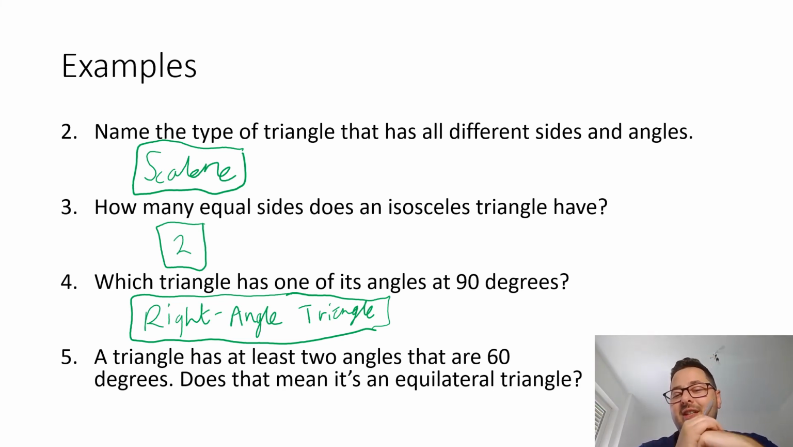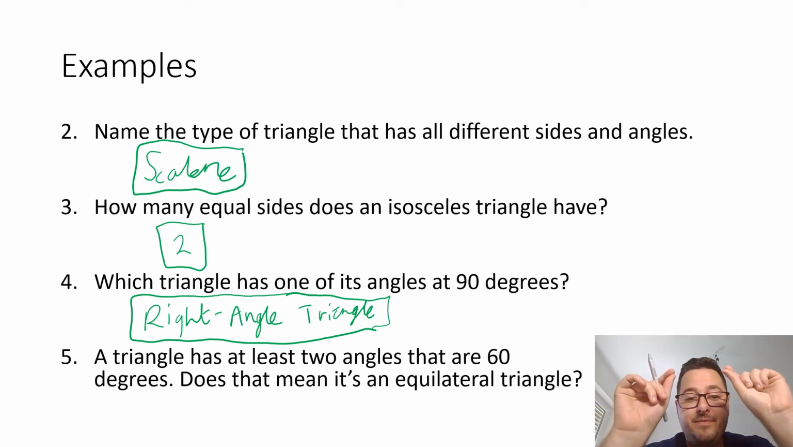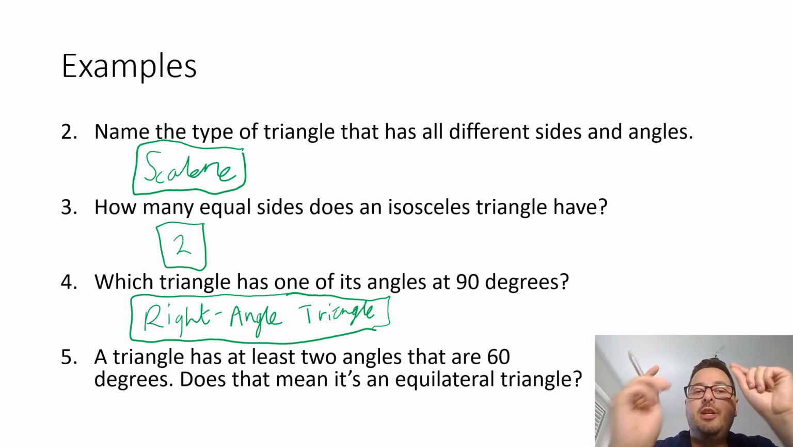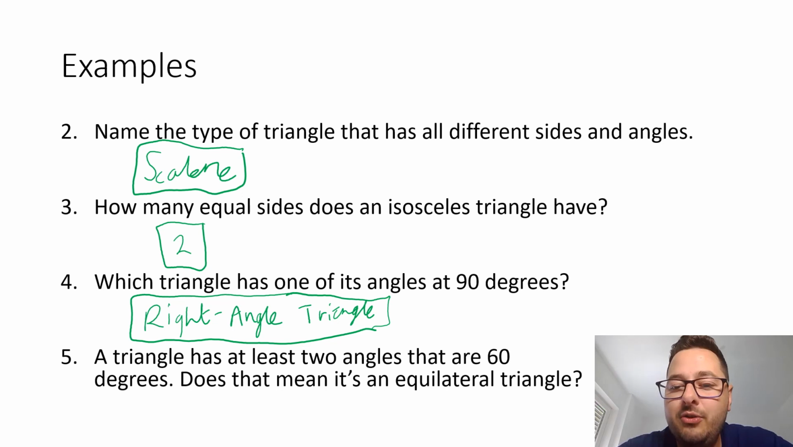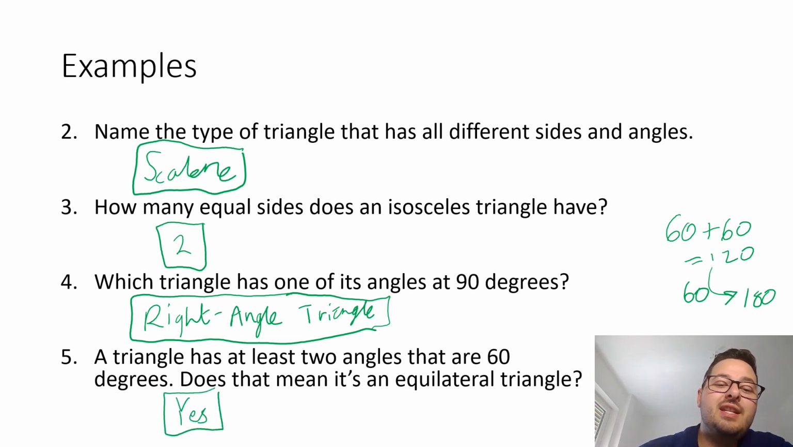Okay, so a bit more of a thinker. A triangle has 2 angles that are 60 degrees. So that's at least isosceles. Can it be equilateral? Well, actually it has to be, because in another video we've seen the angles in a triangle add up to 180. So if we've got two that are 60 and 60, that's 120. How many more do we need to get to 180? 60. So it does mean that it's an equilateral triangle, so that's yes. If two of the angles are 60, the other angle must be 60 as well.